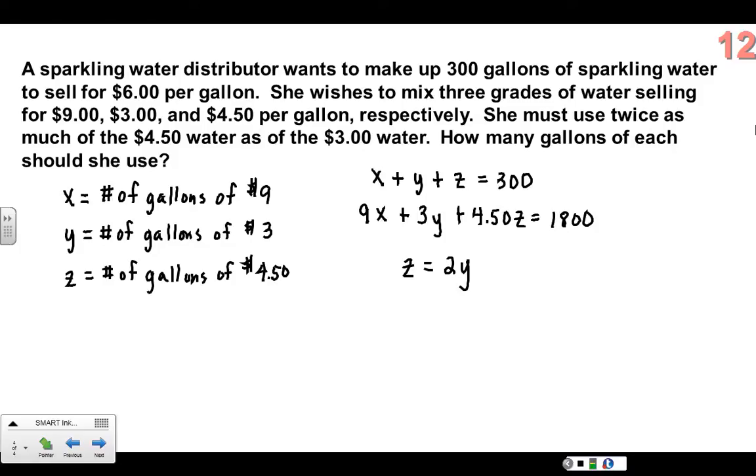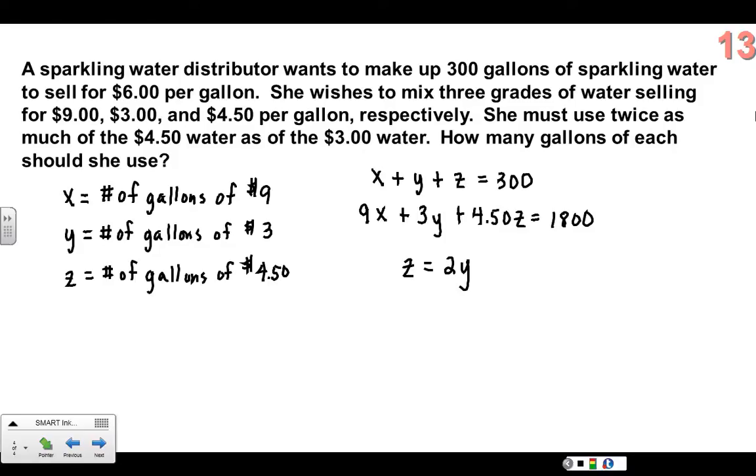She must use twice as much of the $4.50. So the amount of $4.50 has got to be 2 times that of the $3. So that is the equation. Z equals 2Y. Okay, so now we have our 3 equations and our 3 unknowns all put together. We've got to solve the system.